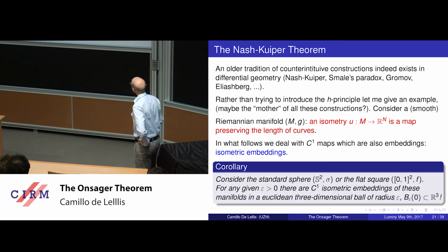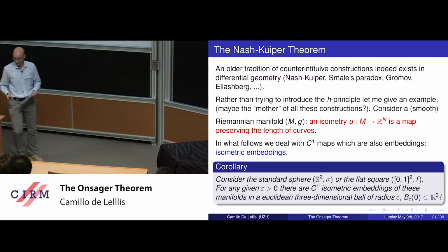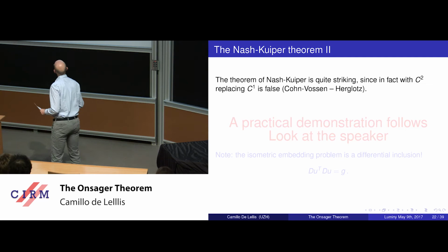So consider the standard sphere or the flat square. What you can do is, for any given epsilon bigger than 0, you can actually find C^1 isometric embeddings of these manifolds in a Euclidean three-dimensional ball of radius epsilon. So this might not seem particularly surprising, but let me give you a practical demonstration of this. So this is in fact very surprising.